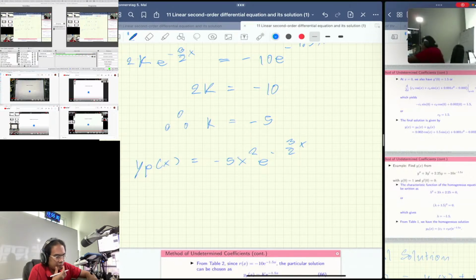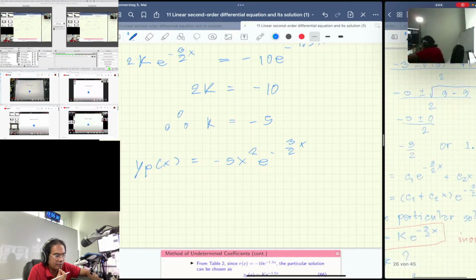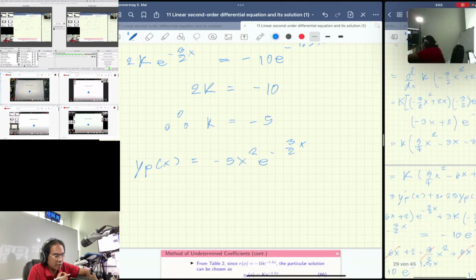I think the slide is wrong. There is something wrong in the lecture notes.